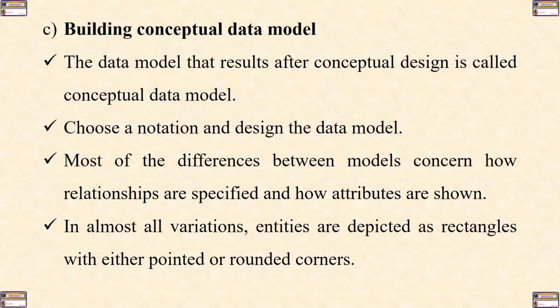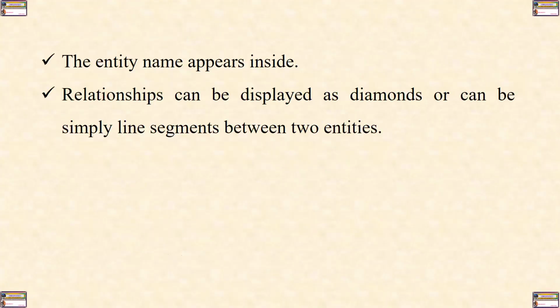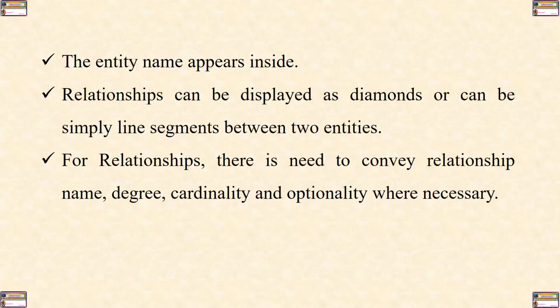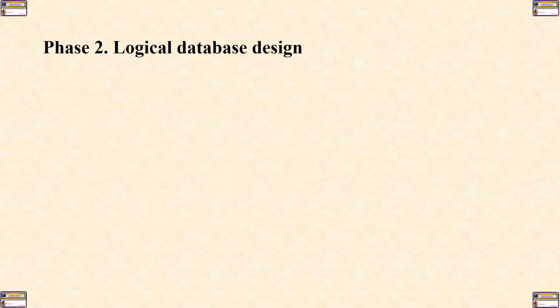In almost all variations, entities are depicted as rectangles with either pointed or rounded corners. The entity name appears inside. Relationships can be displayed as diamonds or can be simply line segments between two entities. For relationships, there is always a need to convey the relationship name, the degree, cardinality, and optionality where necessary. Any notation selected must be used consistently.